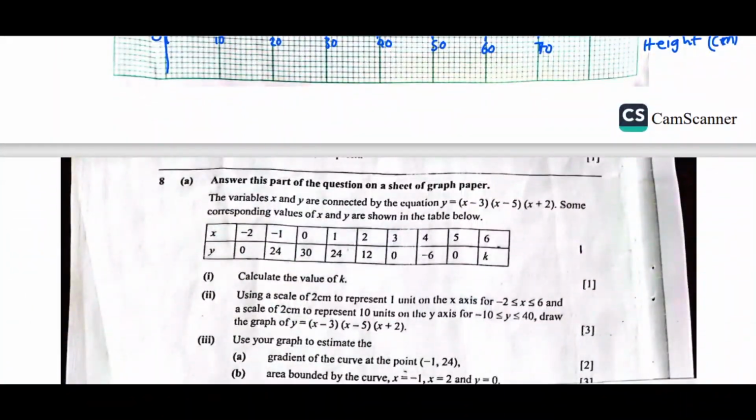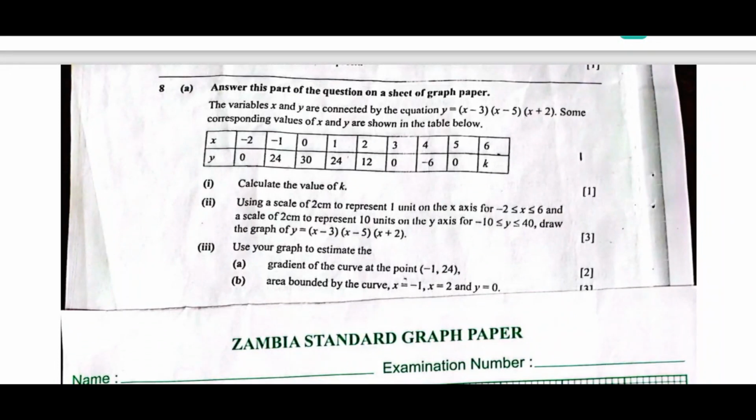Now let's go to question number 8. Question 8a: answer this part of the question on a sheet of graph paper. The variables x and y are connected by the equation y is equal to a given expression. Some corresponding values of x and y are shown in the table below. Then for the first one, calculate the value of k.